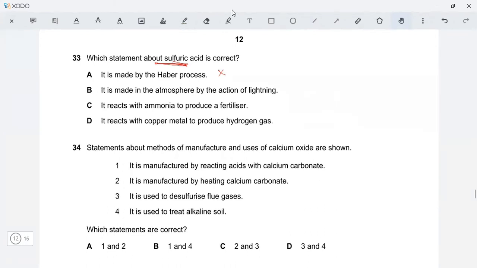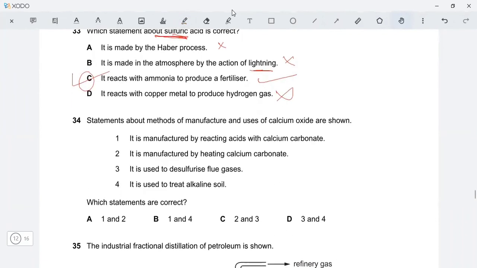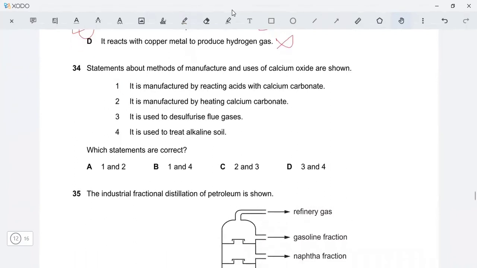Is it a correct statement? Not at all. By means of lightning, do you prefer this for sulfuric acid? Not. It reacts with ammonia to produce fertilizers. Yes, it seems to be a correct statement. But let's see D. It reacts with copper metal to produce hydrogen. It's not a correct statement. The answer is actually C. Okay, it will react with ammonia to produce fertilizer.